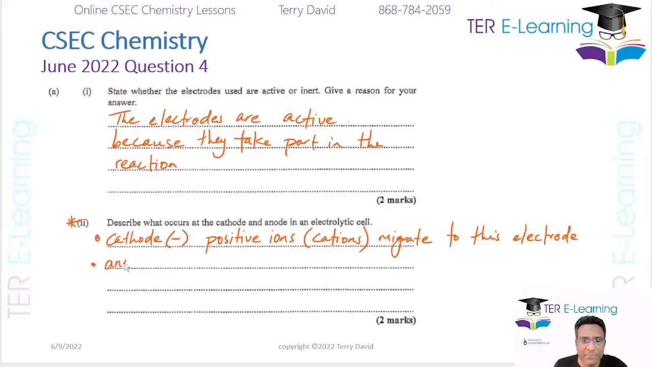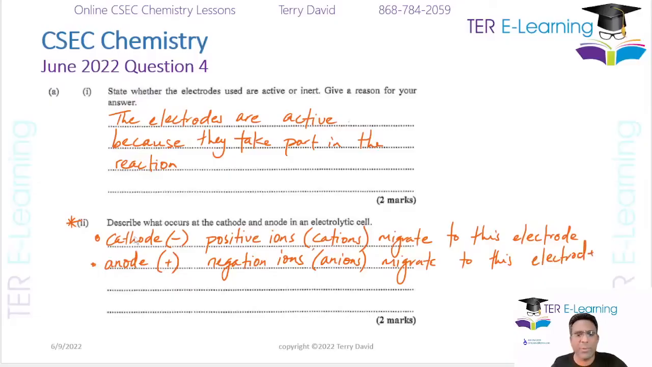And at the anode, which is your positive electrode, you're going to say negative ions, which are called anions, migrate. I was hoping that the question was in relation to what we just spoke about, the copper, but let's move on. That is what I would probably say here, because they said describe what occurs at the cathode and what occurs at the anode.